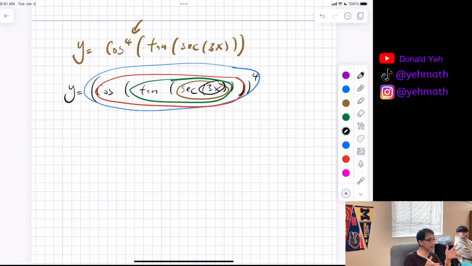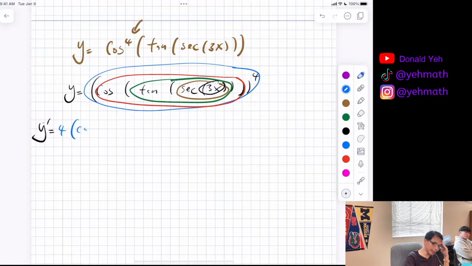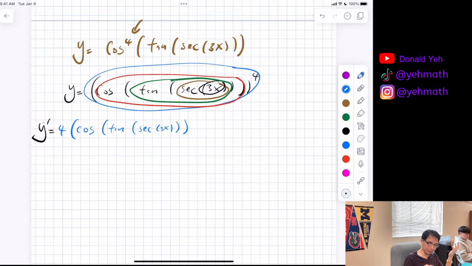Remember, the inside stays the same every time you peel once. So you say, let's take a derivative of that. I'm going to color code this so you can see it. I'm going to take the derivative of something to the 4th power. So basically it's just going to be 4, and the inside stays exactly the same. I'm going to keep everything the same.